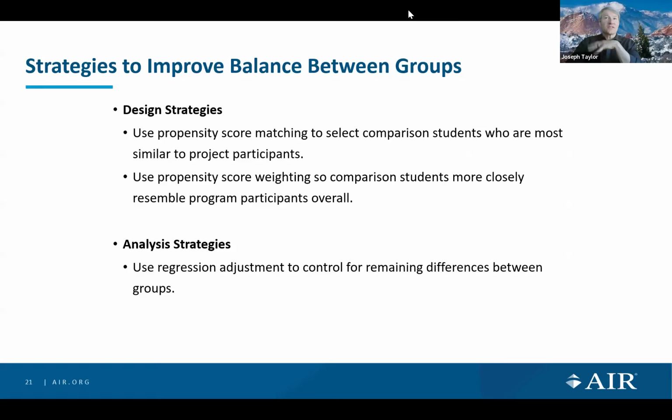So, once a comparison group is selected, what strategies can we use to improve balance between the groups? Well, there are both design strategies and analysis strategies to improve balance between groups. Design strategies include using propensity score matching to select comparison students who are most similar to the project participants, or propensity score weighting so that comparison students more closely resemble program participants overall. Analysis strategies are probably familiar to most of you, and those include regression adjustment to control for remaining differences between the groups. That is, any confounds to assessing the program's impact.